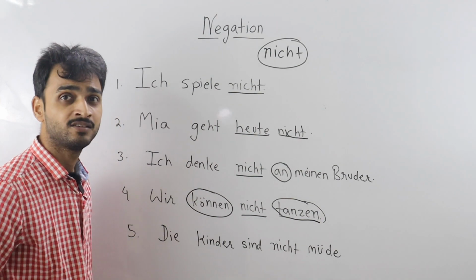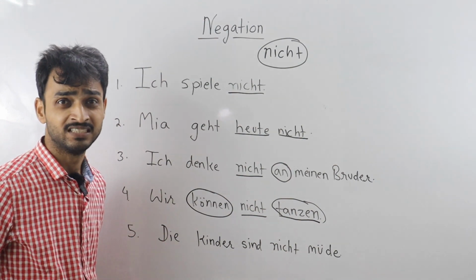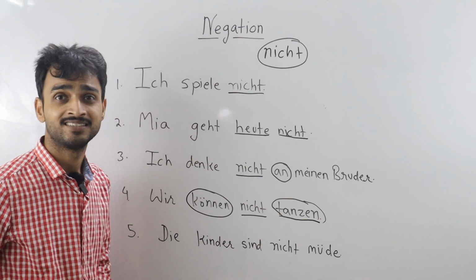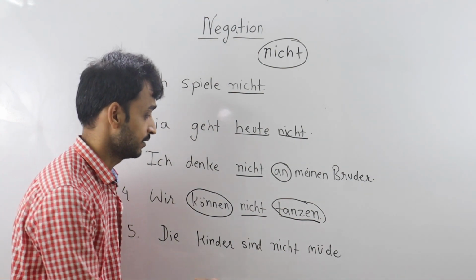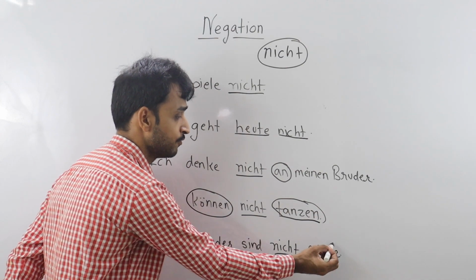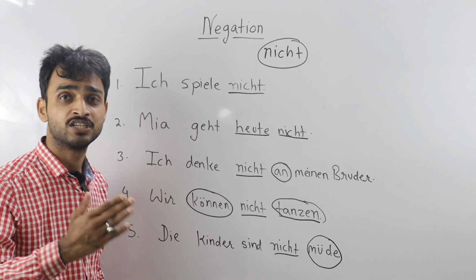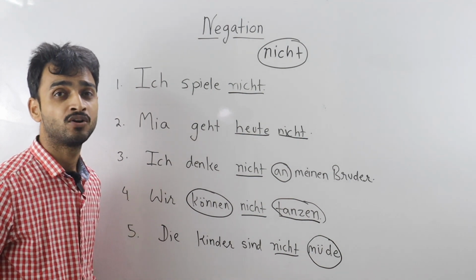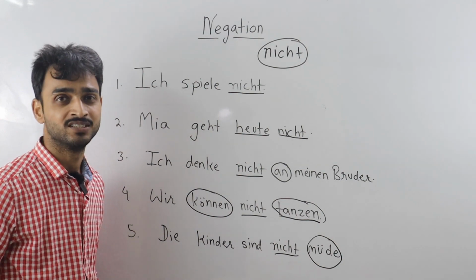And the last sentence I have written here. Die Kinder sind nicht müde. The children are not tired, exhausted. So the position of the nicht is just before adjective. Müde is adjective. So before adjective we also write nicht. The children are not tired. Die Kinder sind nicht müde.